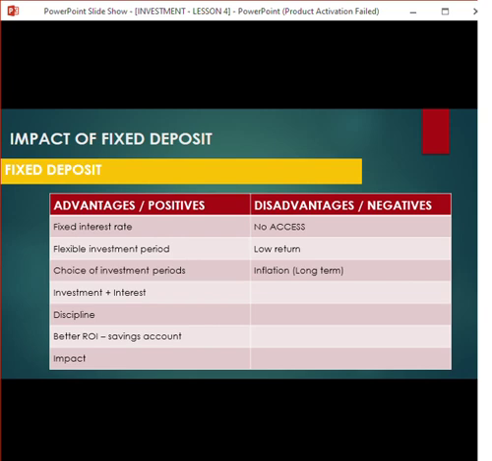Next one is the flexible investment period. So you can choose which type of fixed deposit you want to have, a short-term, medium, or long-term investment period. You just need to understand that in that period, whether short or medium or long-term, you cannot access your funds. Okay, your choice of investment period. So this is your choice. You can choose whatever suits you.